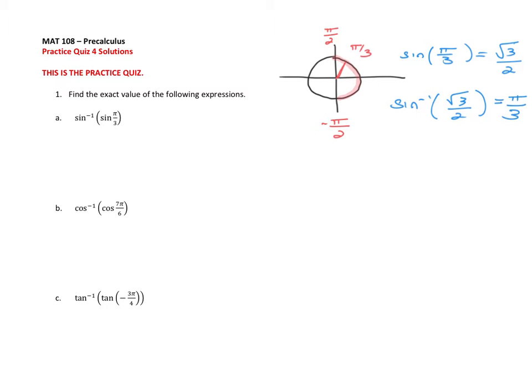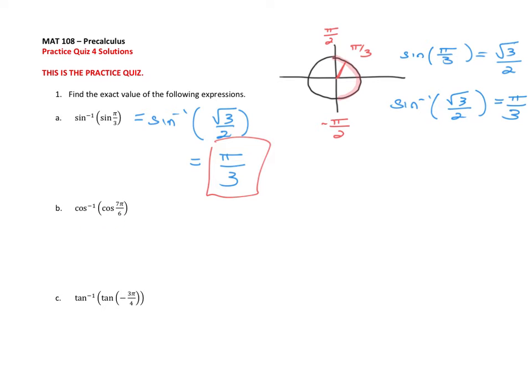For this reason, if you want to compute this part over here, sine inverse of sine of pi over 3 is equal to sine inverse of root 3 over 2, which then takes you back to pi over 3. And that's the answer for part A. So yes, these two things do cancel, and it gives us this angle back, no problem.